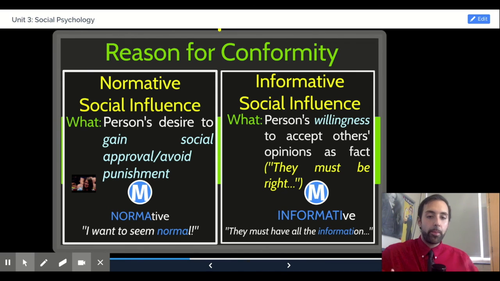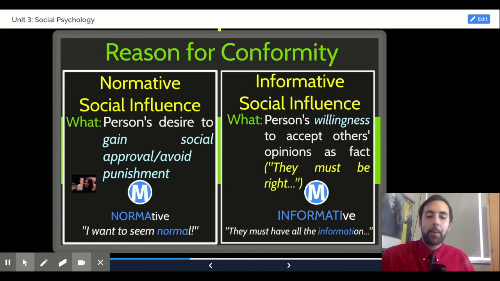If you conform and change your behavior or your thinking to match the majority group opinion, and it's because you actually begin to accept their perception of the world, you actually have the willingness to accept their opinion, you are conforming for what's called the informative social influence. So you've accepted their opinions. You start to question, like, is my eyesight off? Am I thinking about this wrong?